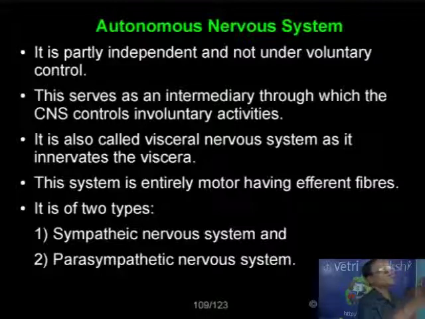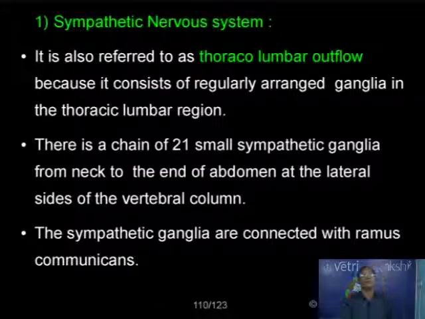It is of two types: the sympathetic nervous system and the parasympathetic nervous system. The sympathetic nervous system is also called the thoracolumbar outflow, because it has a chain of ganglia present on either side of the thoracic and lumbar regions. The nerves leave mainly from the thoracolumbar region, and they leave from the ganglia. There are about 21 ganglia.